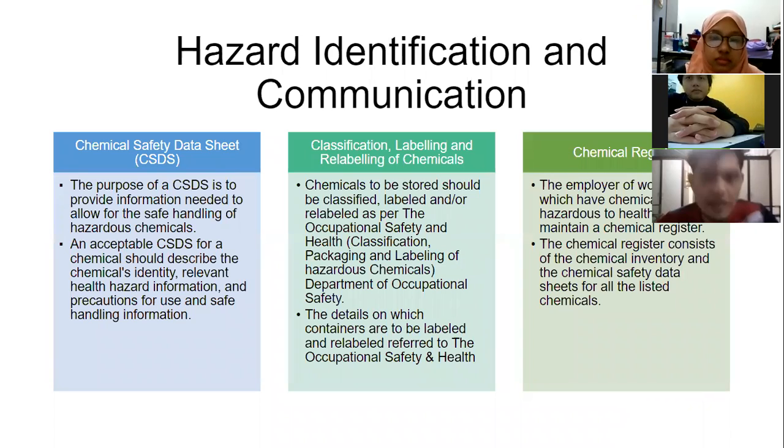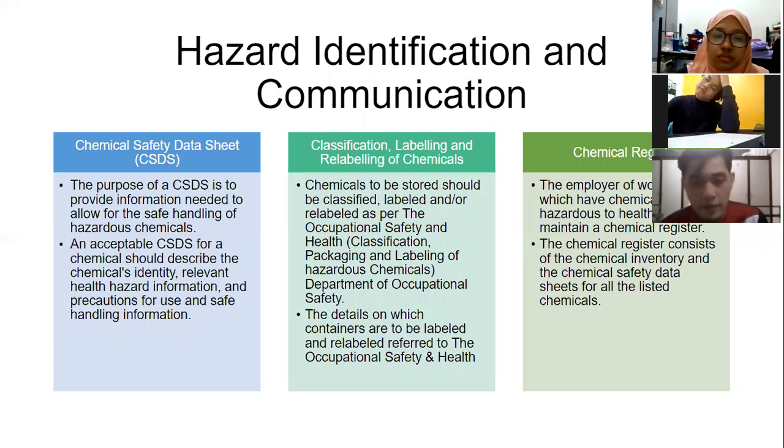Next, the hazard identification and communication. So there are three, the CSDS, Chemical Safety Data Sheet. The Chemical Safety Data Sheet provides the information for the hazardous chemicals, based on the identity, the relevant hazard information and precaution. Okay, for the classification, labeling, and relabeling, because the chemicals need to be classified and labeled. The details are referred to the occupational safety and health guidelines.